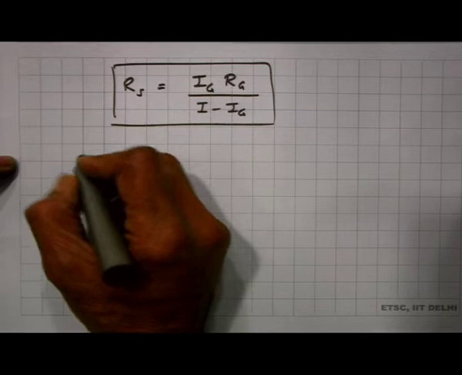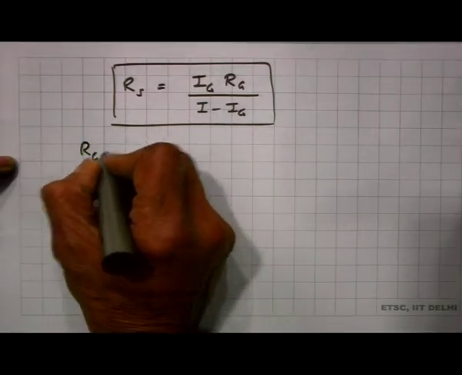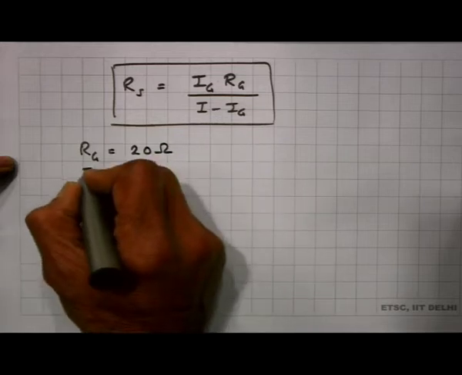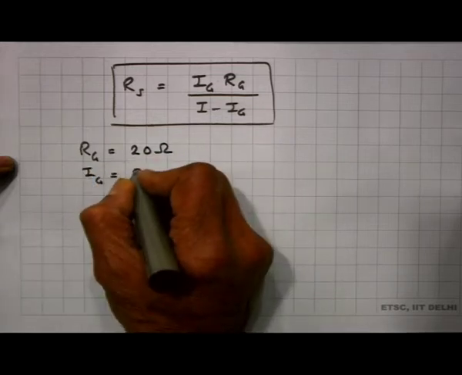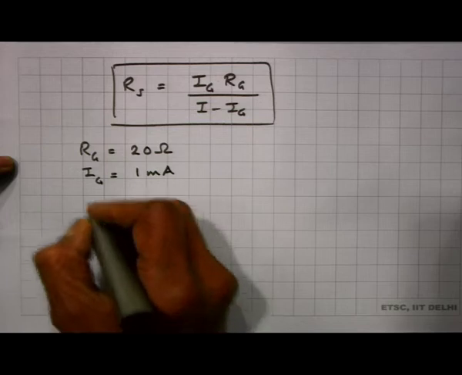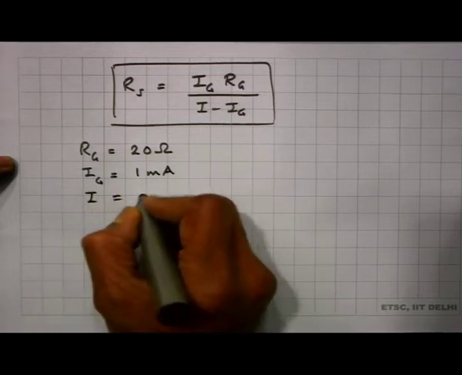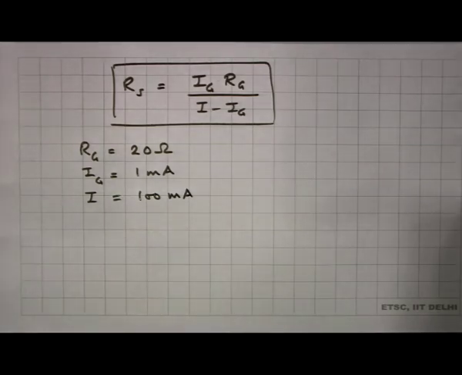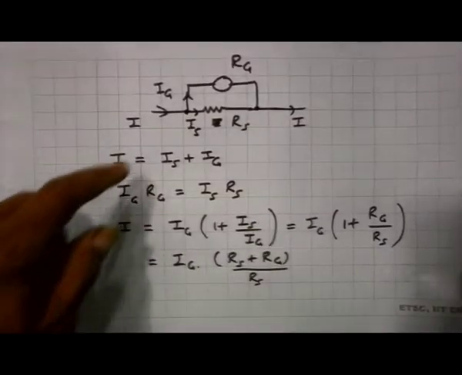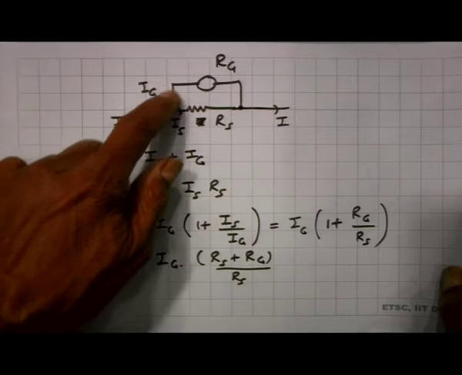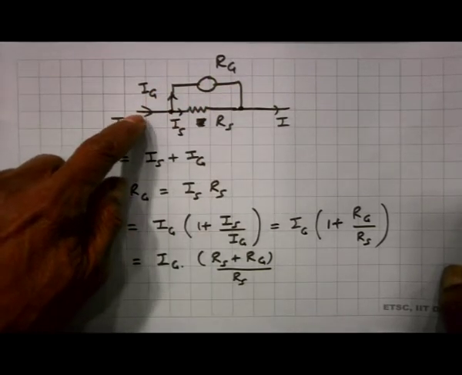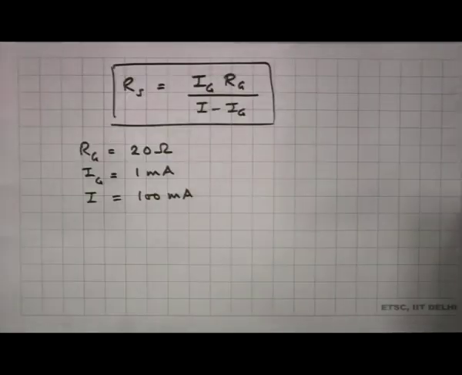So, now I am given in my problem Rg is equal to 20 ohms. The maximum current in the galvanometer is equal to 1 milliampere, and I must go up to I equal to 100 milliamperes. That means, when I have 100 milliamperes in my circuit, this current must be 1 milliampere, so that I will be able to measure all currents up to 100 milliamperes.